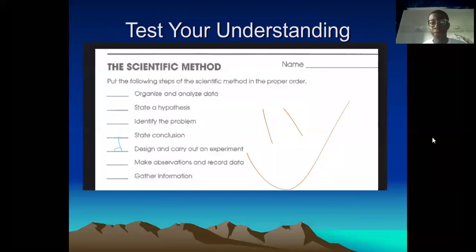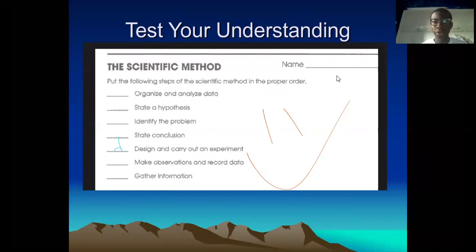Now, let's check your understanding. Please take this time to pause the video and see if you get it right. Put them in order 1 through 7. Good luck. All right, now that you paused it and you're ready, let's begin.